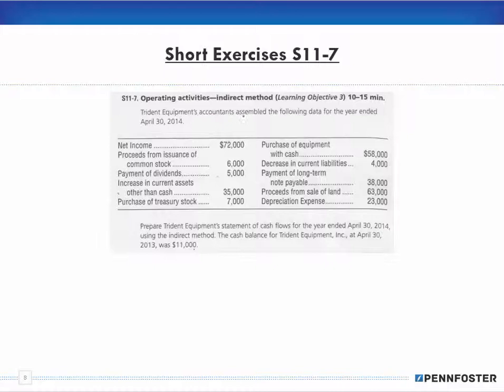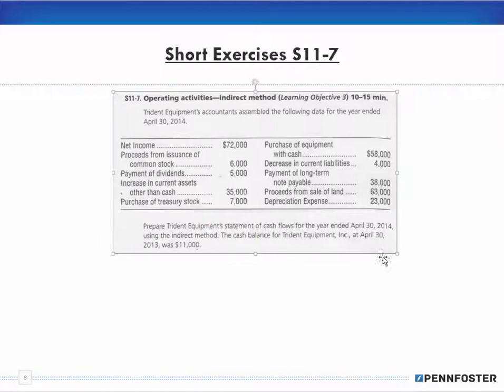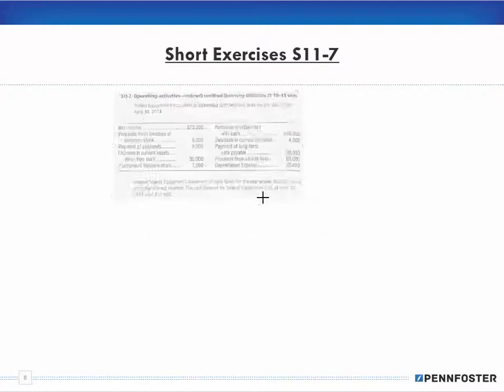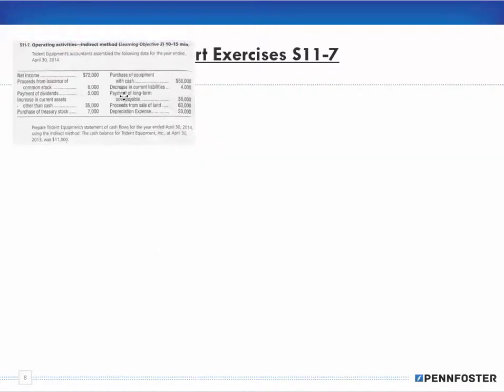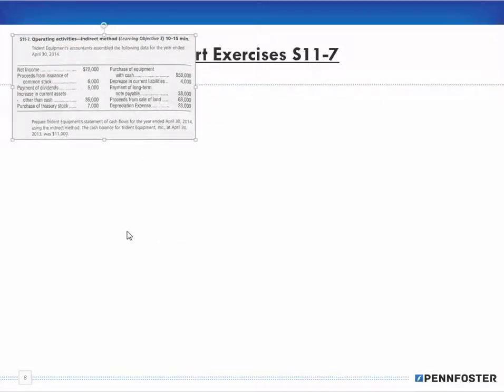Assembled Trident equipment accounts, assemble the following data for the year end. Prepare Trident's statement of cash flows for the year ended April 30th using the indirect method. Cash balance for Trident's equipment at April 30th was $11,000. All right, let me do this. I'm going to shrink this down a bit so they have space, and I'm moving it over here.